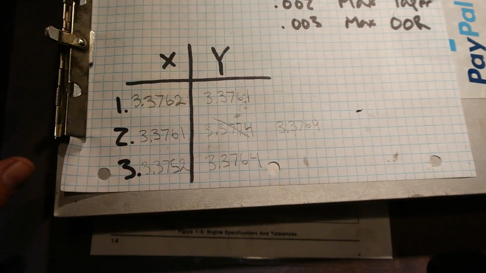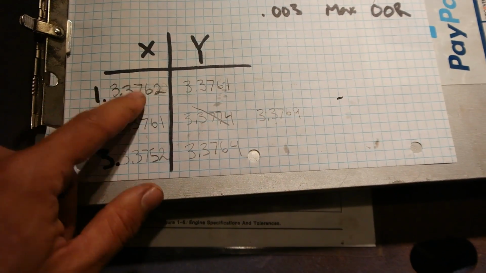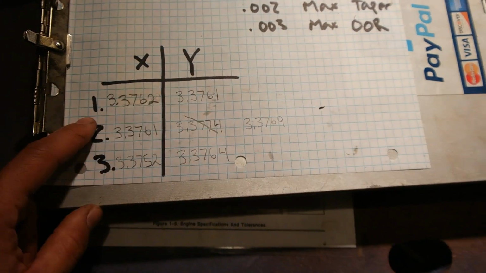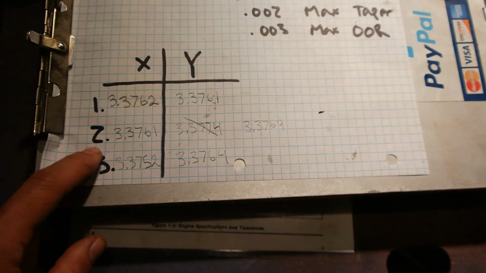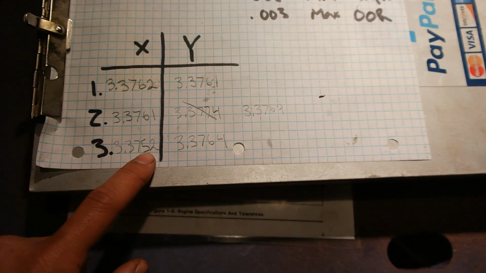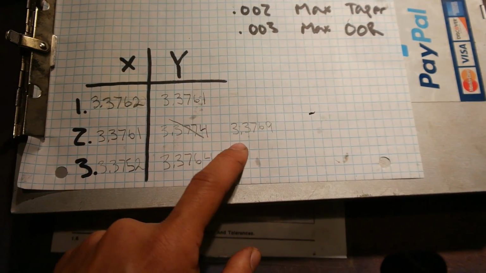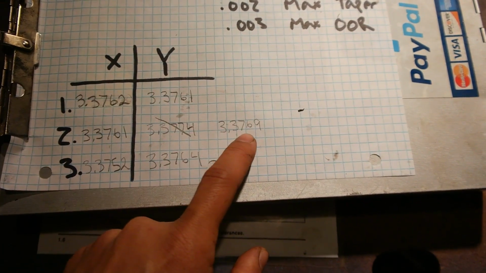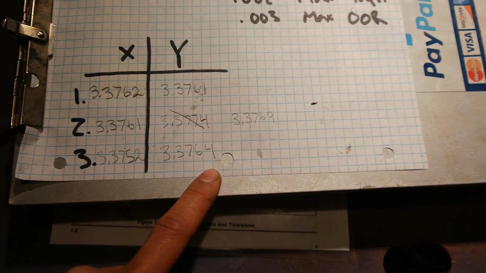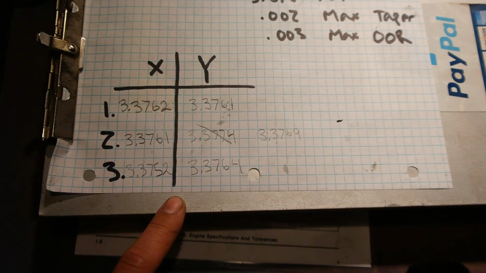So let's go over this measurement by measurement. Again, these are the 3 depths at the 2 axes. The first measurement I got was 3.3762, x-axis, top depth. Second depth, 3.3761. Third depth, 3.3752. Same thing with the y-axis. I got 3.3761, 3.3769, 3.3764.